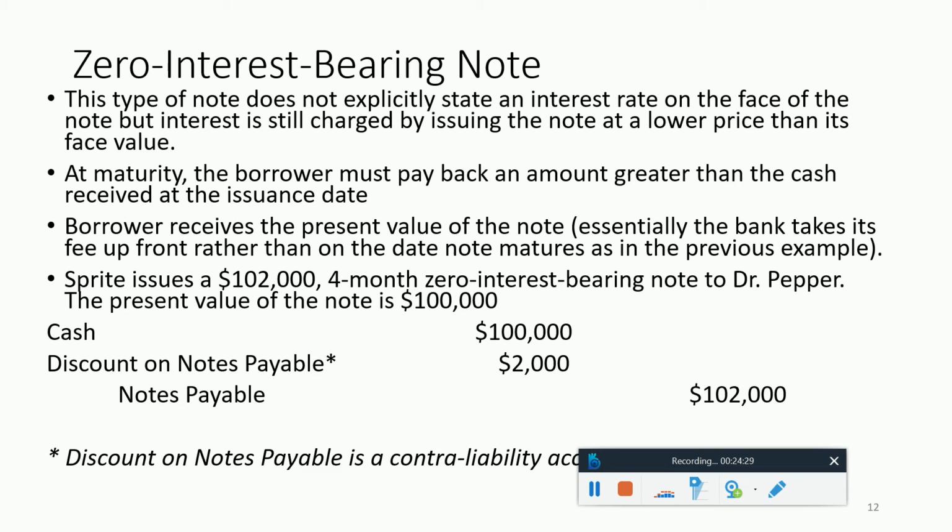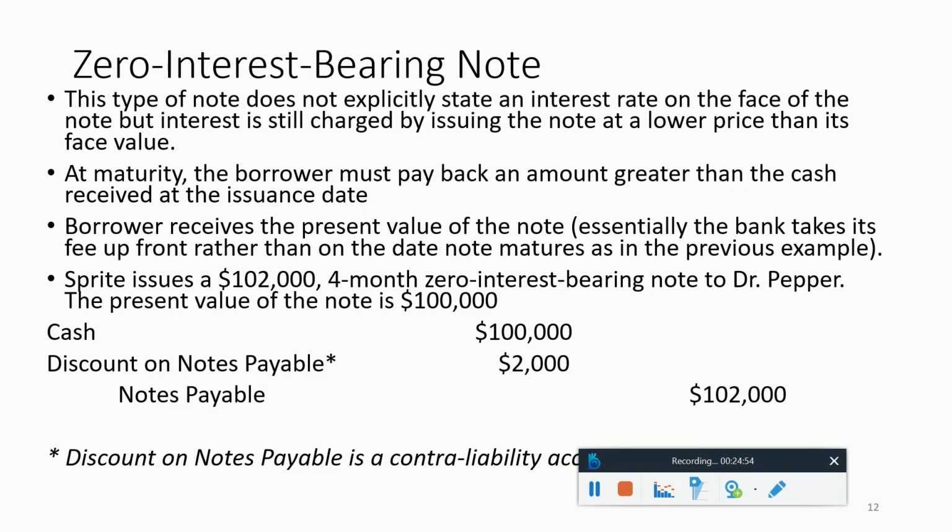So in this situation, Sprite issues a $102,000 4-month zero interest-bearing note to Dr. Pepper. The present value of the note is $100,000. So in this example, Sprite is the lender, Dr. Pepper is the borrower. The face value of the note is $102,000, but the present value is $100,000.